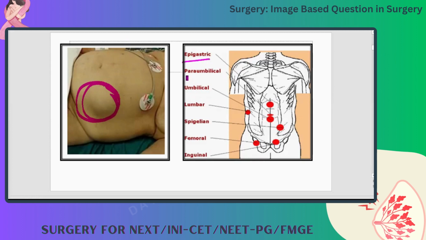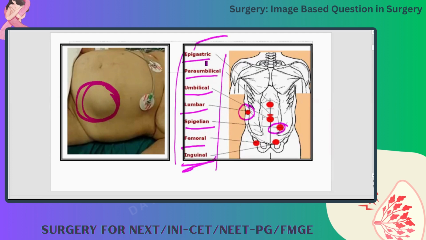epigastric, paraumbilical, umbilical, lumbar, spigelian, lumbar. This is lumbar hernia. This is spigelian hernia. Femoral, inguinal, you know. These are the various types of hernias: epigastric, paraumbilical, umbilical, lumbar, spigelian, femoral, and inguinal.